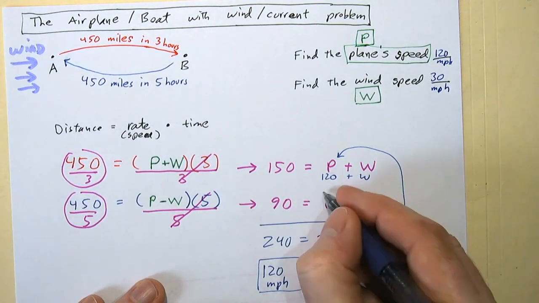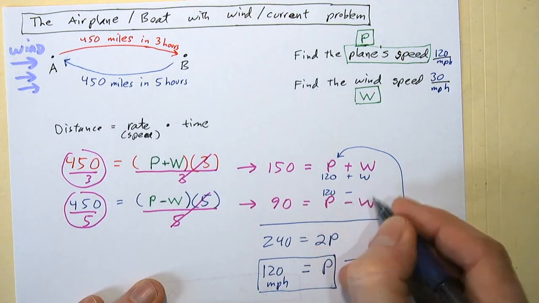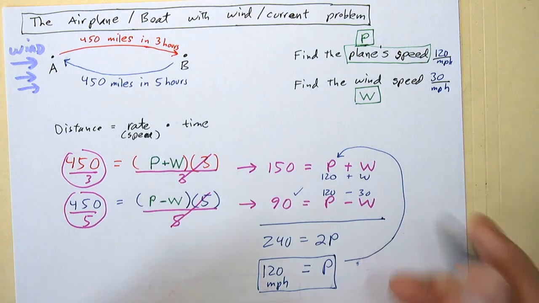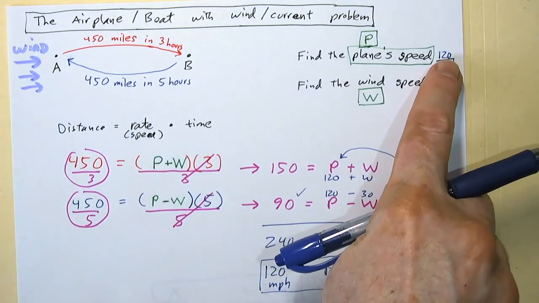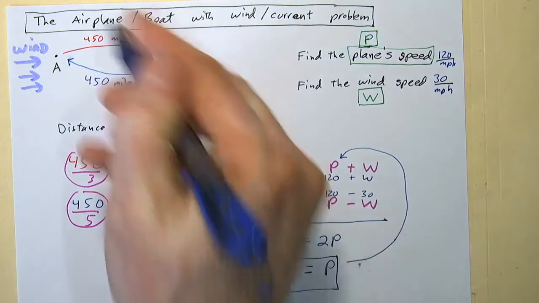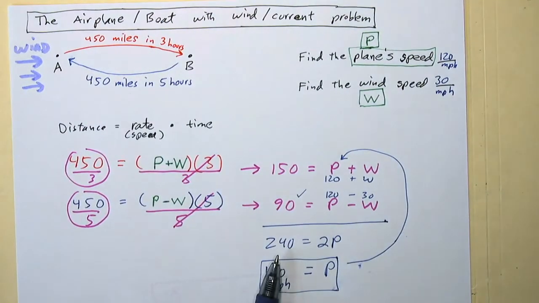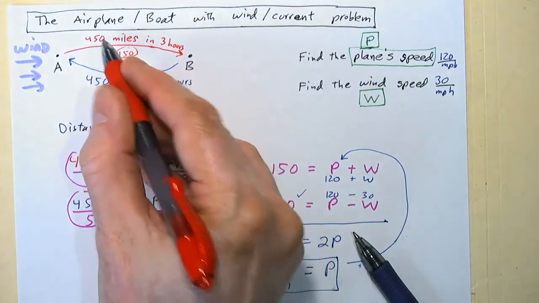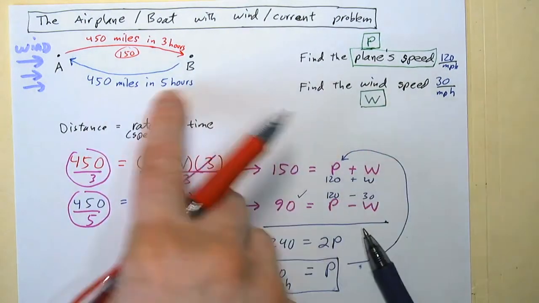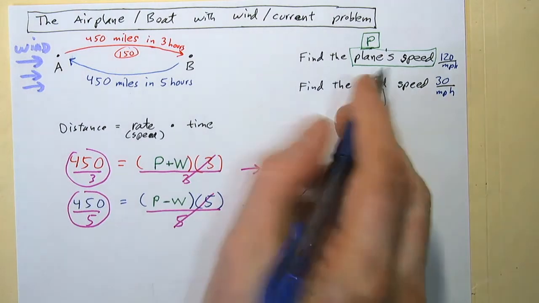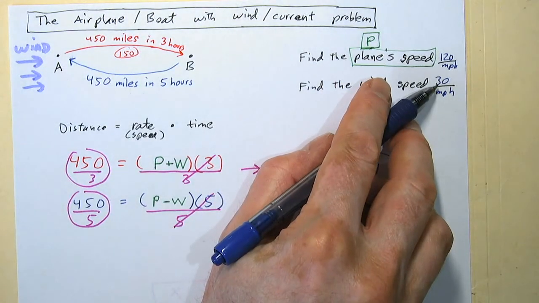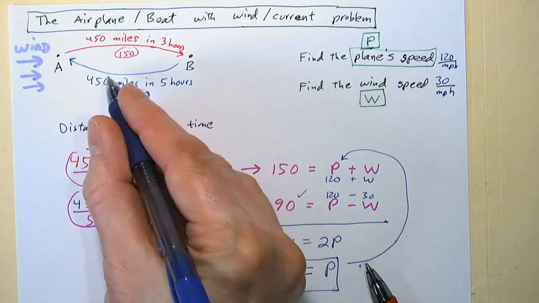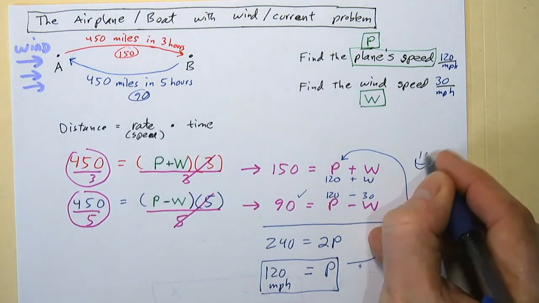Well, let's make sure it works here. 120 minus 30. Does it work there? Yeah, that's 90. So when he flew there at 120 miles per hour, he got a 30 mile per hour boost. So it's like he went 150, isn't it? 150 times 3 is 450. But going back, he had to fight the wind. Even though he's trying to go 120, he got slowed down by 30. So he actually went 90 coming back. 90 times 5 is 450. Ta-da! So that's the airplane problem.